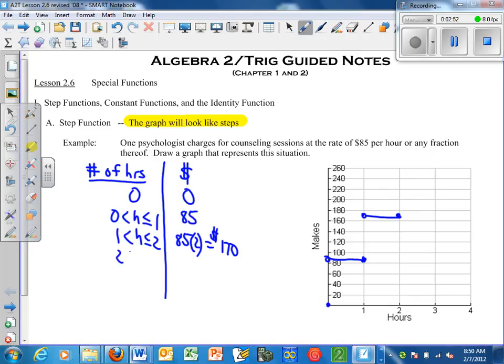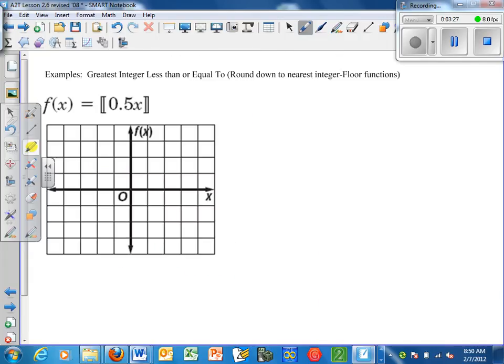Then between 2 and 3, we're looking at intervals here, we're going to get charged for that third hour, which is 85 times 3, or $255. So between 2 and 3, we're going to be at 255. So it's going to be an open circle. It can't be a closed circle, because then I'd have 2 different points for 2 hours, over to a closed circle right here. And between 3 and 4, we could put another interval on, but that will go off the grid that I gave you. This is called a step function. Its graph looks like steps.